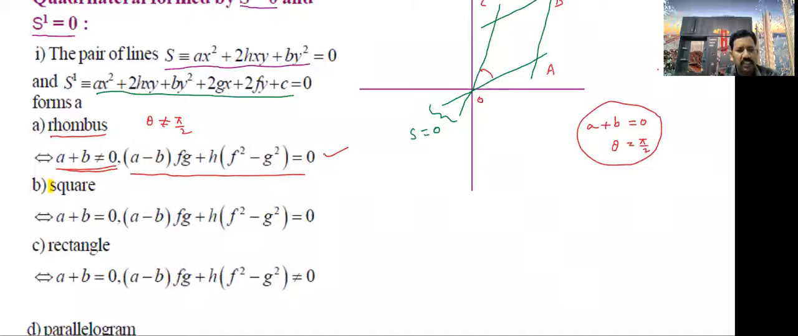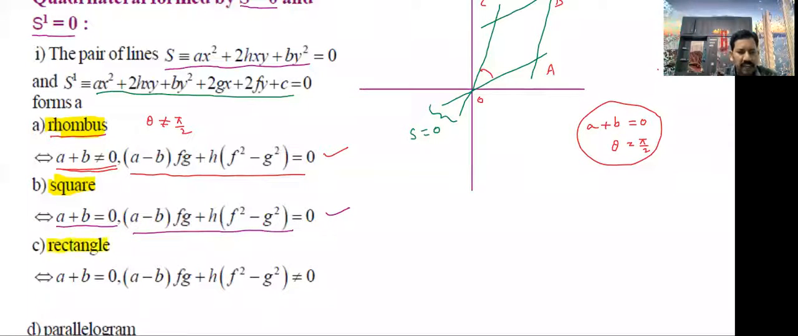Now I am going to discuss the square. Rhombus completed. Square, we know very well. The angle between adjacent sides is 90 degrees. That's why here they have given a plus b is equal to 0. A plus b means coefficient of x square plus coefficient of y square is equal to 0. And (a minus b) into fg plus h into (f square minus g square) is equal to 0. These two conditions satisfied means we will say that the quadrilateral is a square.